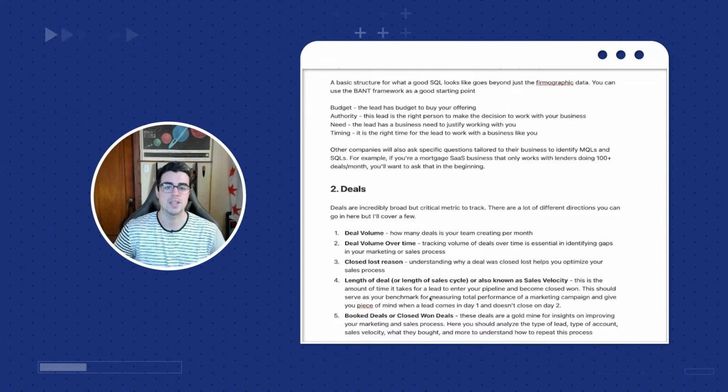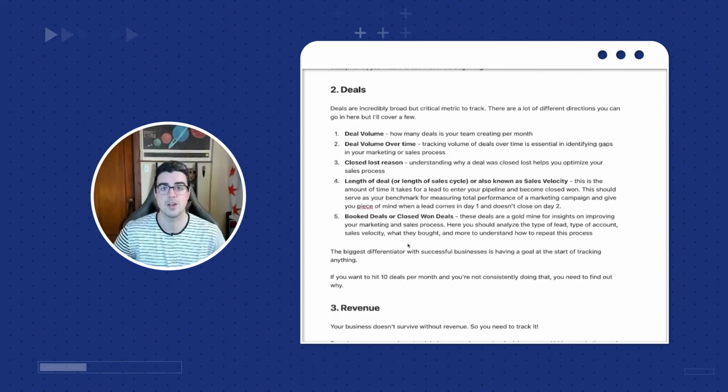Other companies will ask specific questions tailored to their business to identify MQLs and SQLs. So for example, if you're a mortgage SaaS business that only works with lenders doing 100 plus deals per month, you'll want to ask that in the beginning because anyone below that will get disqualified. Maybe they'll go into a marketing nurture, but you probably don't want to pass them off to sales because you know you're not going to sell to them in the end.